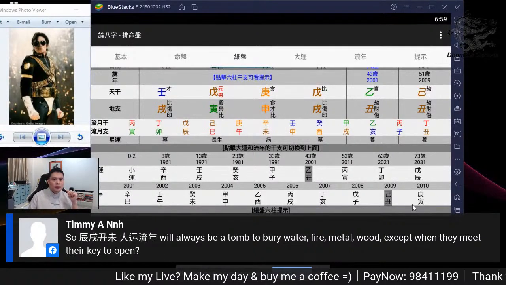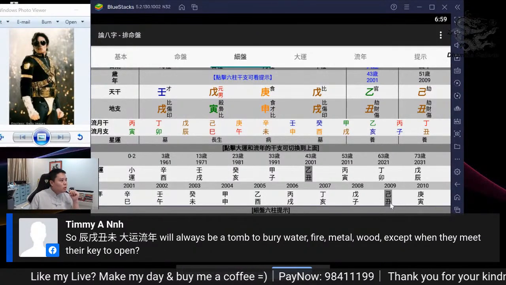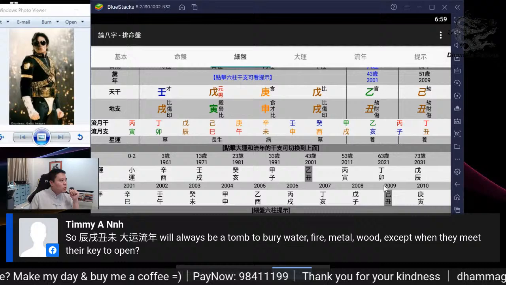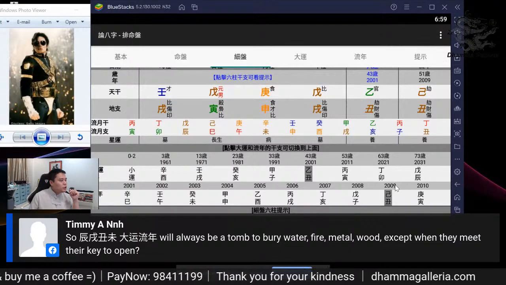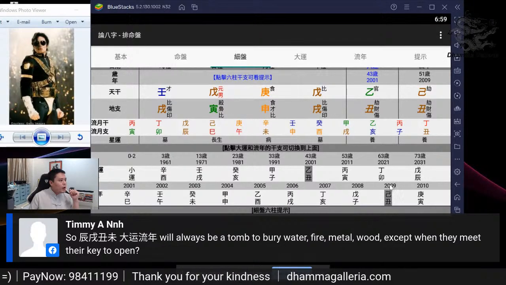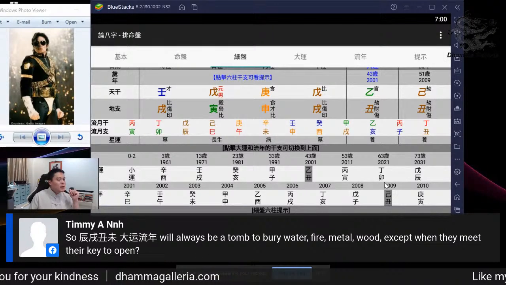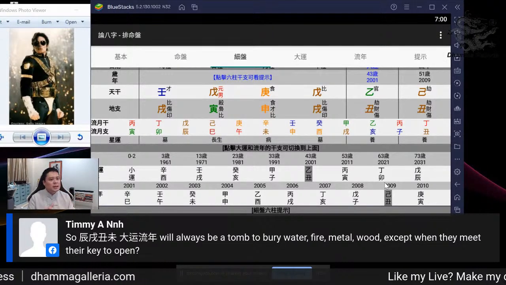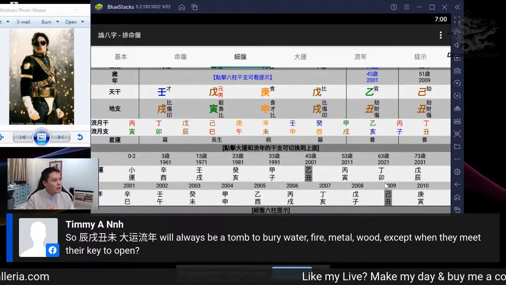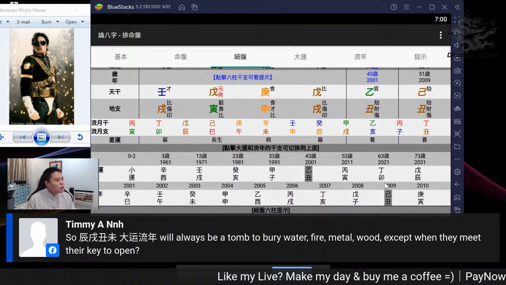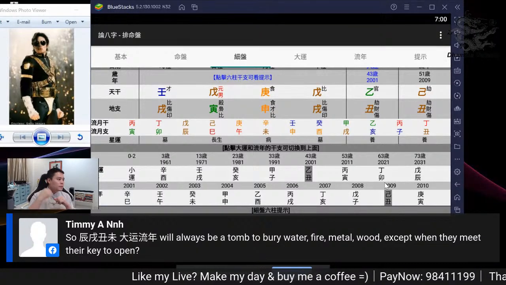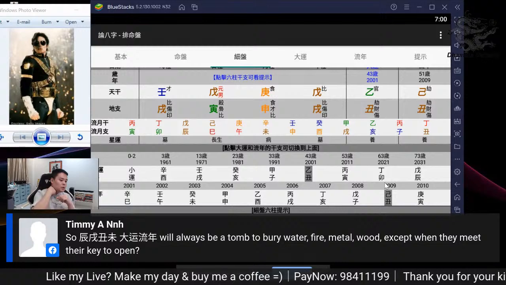The year 2009 is of the Chou, right? Can you see this Chou 2009, which is the year that Michael Jackson passed away, right? And earlier on, we mentioned that Michael Jackson needed the metal elements and the water elements. And Chou is the storage of which element?